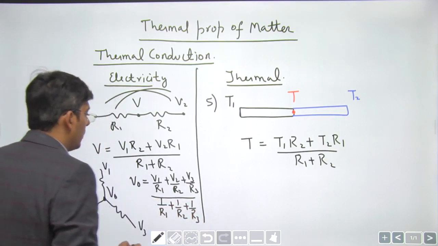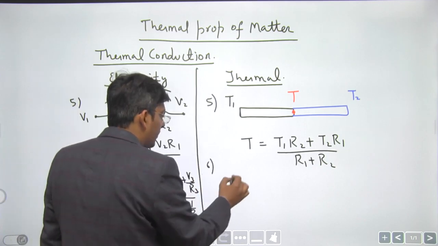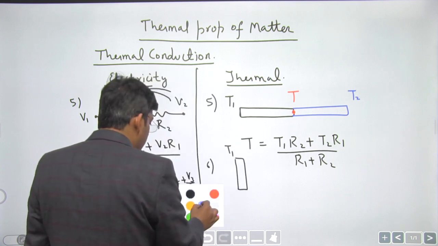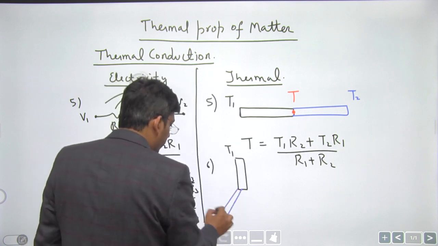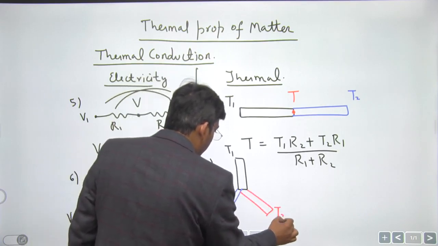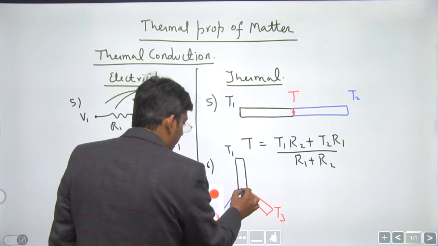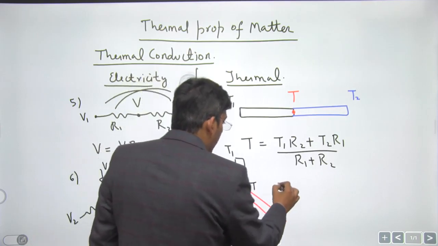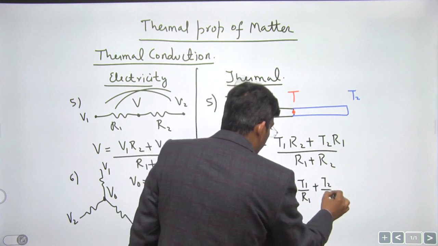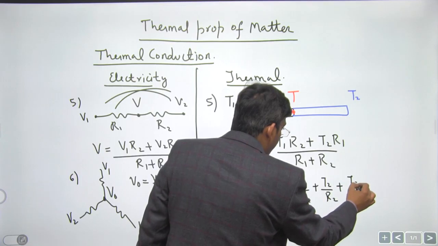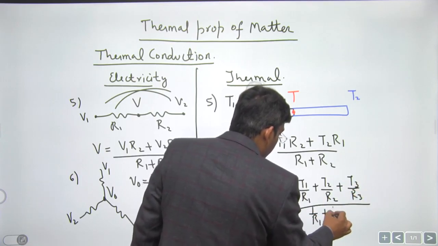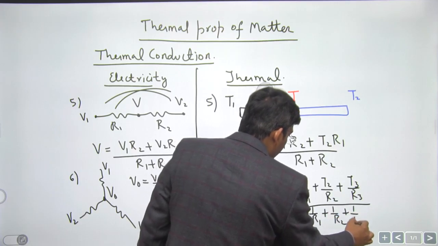Okay, dear students. So in this way, suppose we have three conducting slabs, you know, ends maintained at different temperatures. T2, another slab say T3, and we are asked to calculate the temperature of the junction. So in this way we can calculate the temperature of the junction as T1 by R1 plus T2 by R2 plus definitely T3 by R3 divided by 1 by R1 plus 1 by R2 plus 1 by R3, dear students.